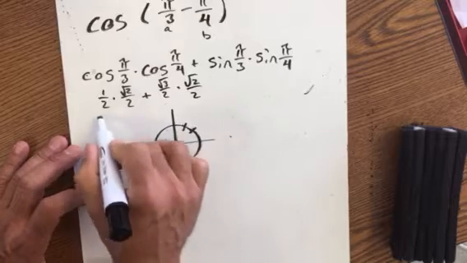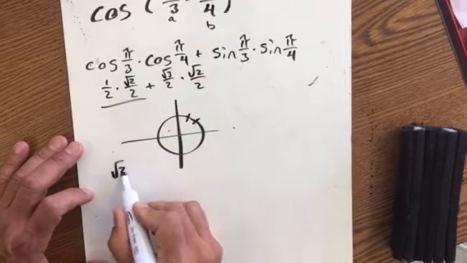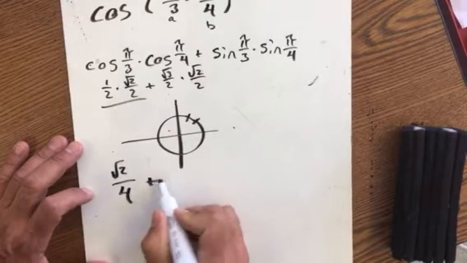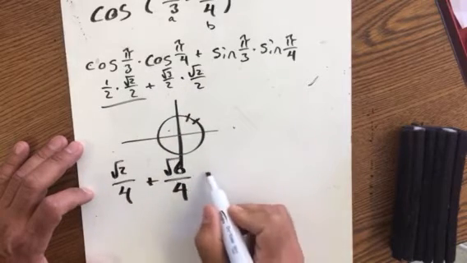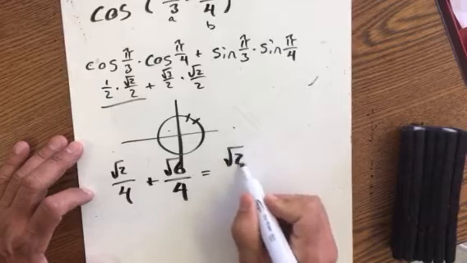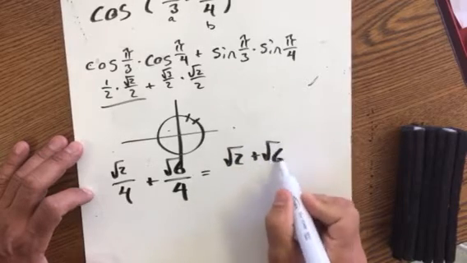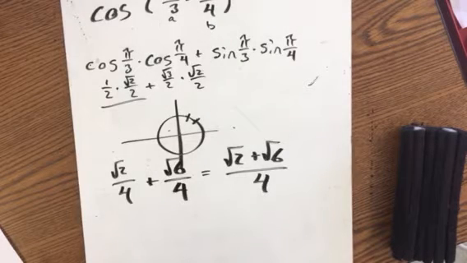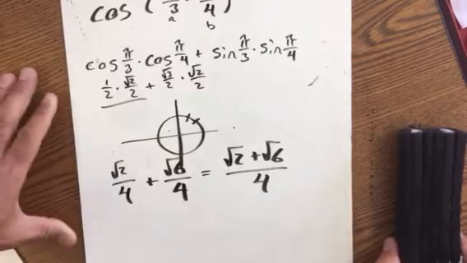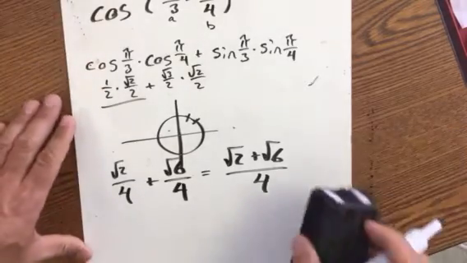So this is going to become square root of 2 over 4 plus the square root of 6 over 4. So that equals the square root of 2 plus the square root of 6 over 4. So that's how I'm doing these kinds of problems, is I'm trying to break them down into stuff that I know. So that's why we do this stuff.